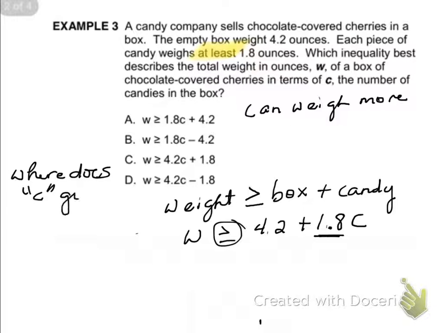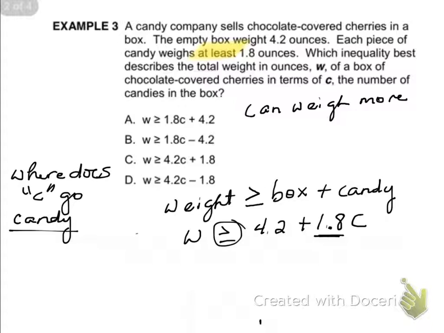Okay, if you look at some of the answers, the C is on the 1.8, and in some of the answers, the C is on the 4.2. Well, what do you have more of? You only have one box. And the chocolate-covered cherries, there's more than one piece. So you're going to have multiples of the pieces of candy. I think you probably wouldn't have any trouble figuring that out. But it wouldn't be a multiple of the box, because you have one box with lots of candy inside of it. So the C goes on the candy.